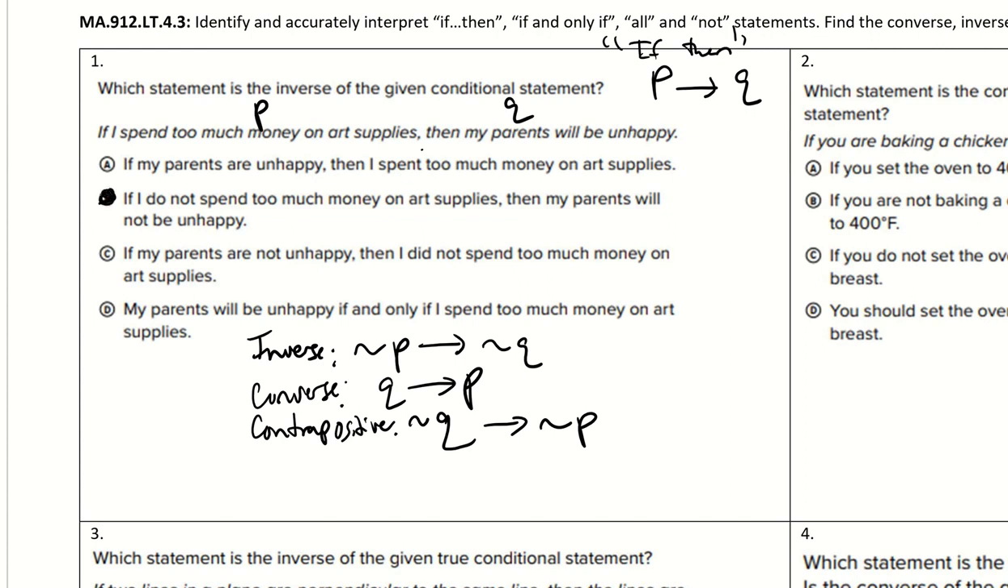This is my answer. The converse in this case would be reversing them. So if my parents will be unhappy, then I will spend too much money on art supplies. That's the converse when you reverse them. And then the contrapositive is you reverse them and then negate it. So in this case, it would be if my parents are not unhappy, then I will not spend too much money on art supplies. And that's the contrapositive.